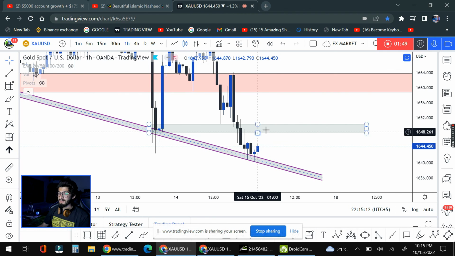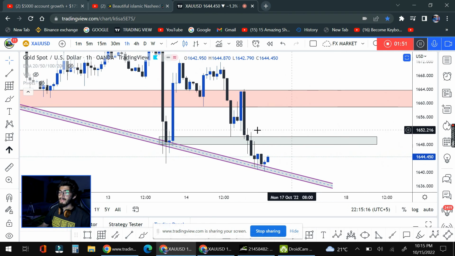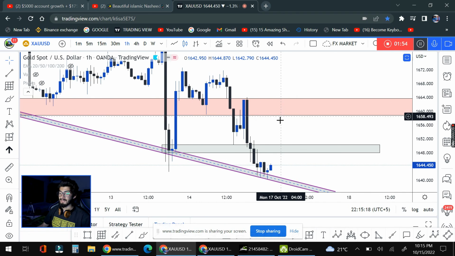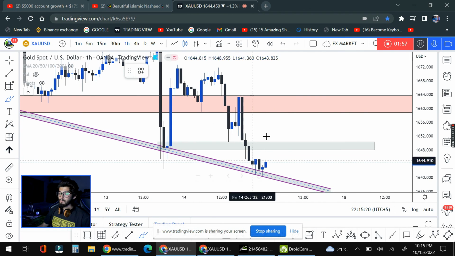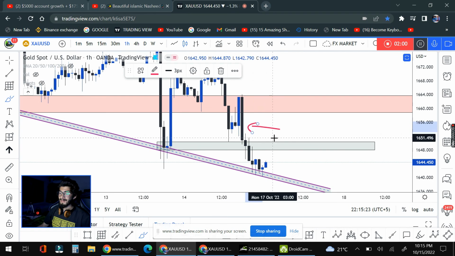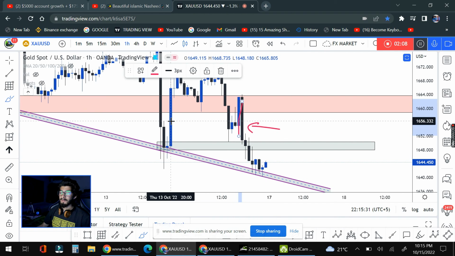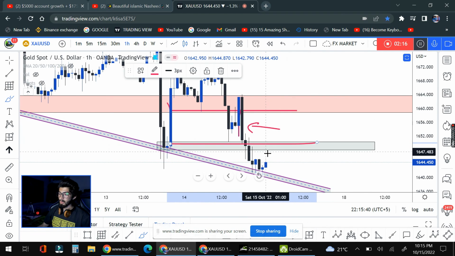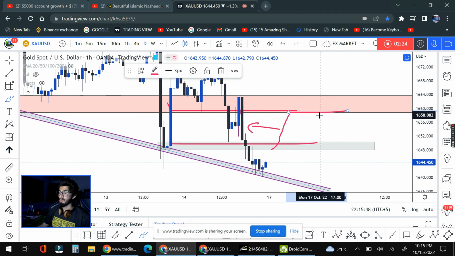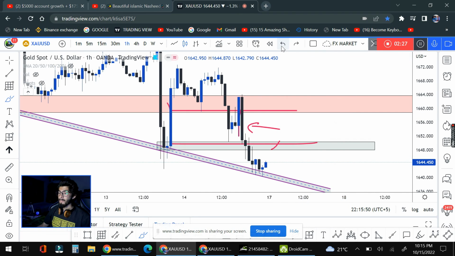But if price does not respect this level of resistance, then we have the next level, which is 1660. Why? Because we see that there is a clear market range on the left hand side. You can see that there is a clear bearish candle to the downside, and on 13th of October we have a clear upside candle. So here we have a clear range area. So if price does not respect this support resistance, then the next target for gold to short is around 1658 to 1680.